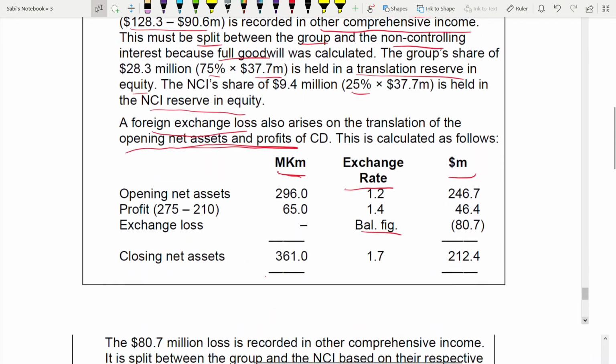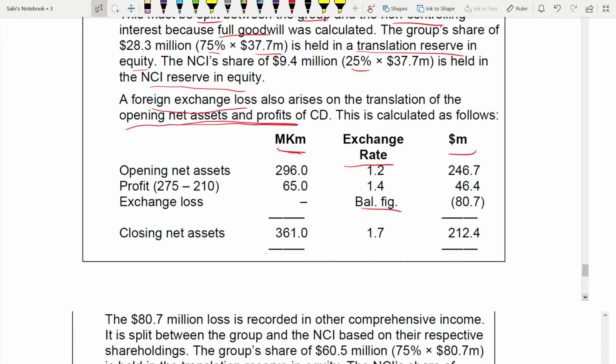Now, opening means opening exchange rate. Opening for opening, closing for closing. Very simple. So 1.2. So divided by 1.2, and this is the amount you will get in dollars.